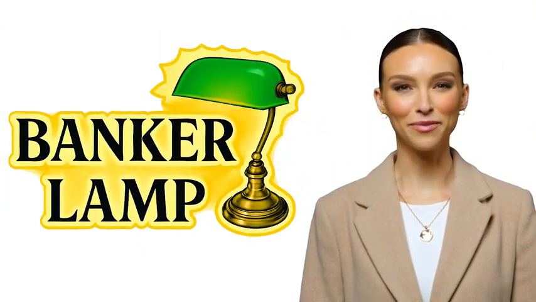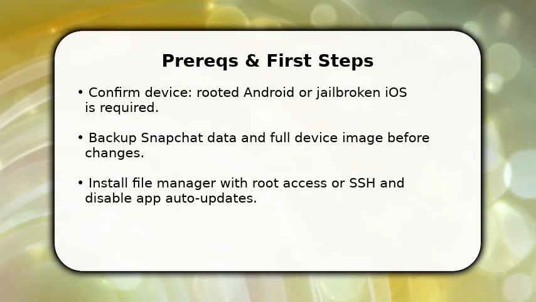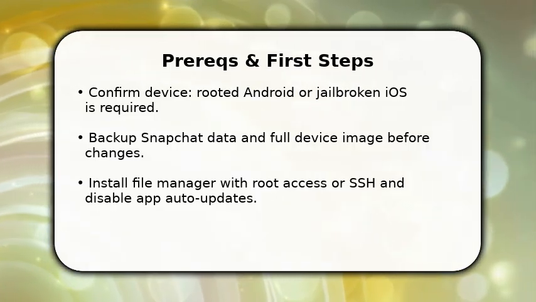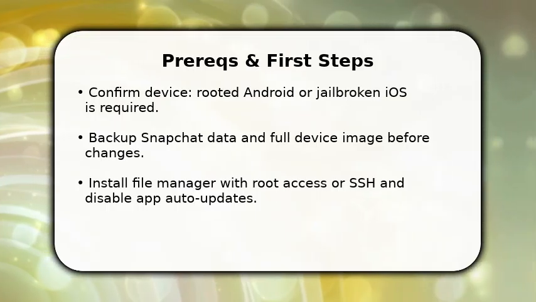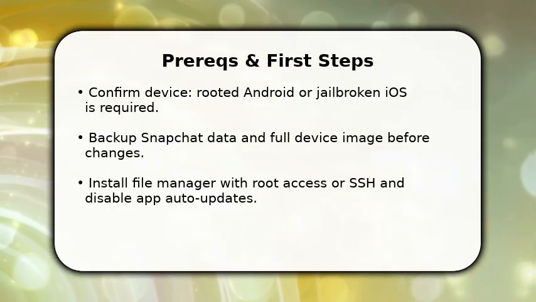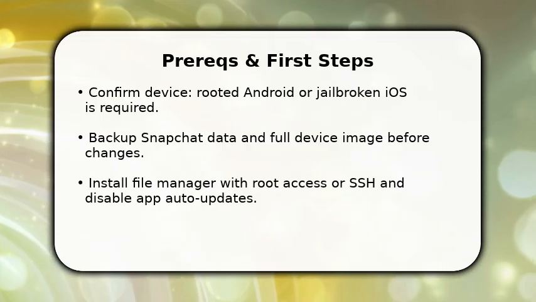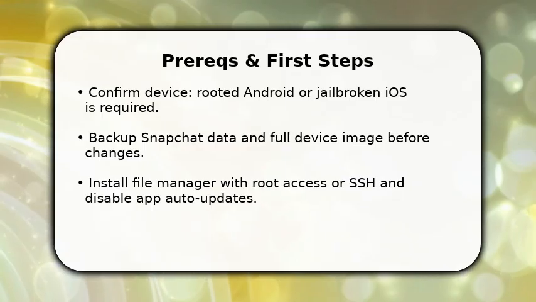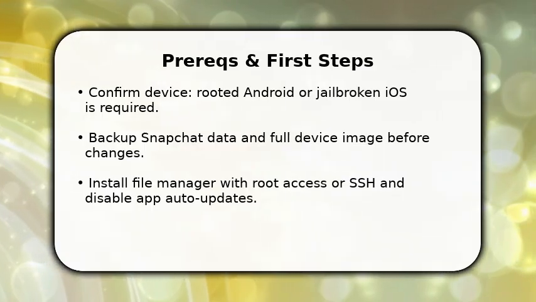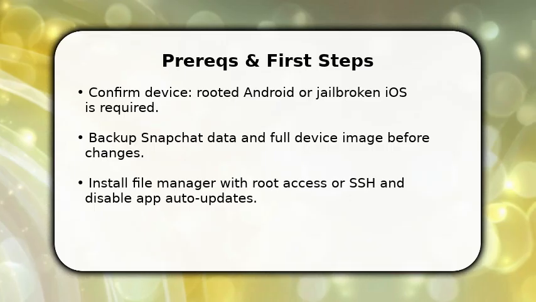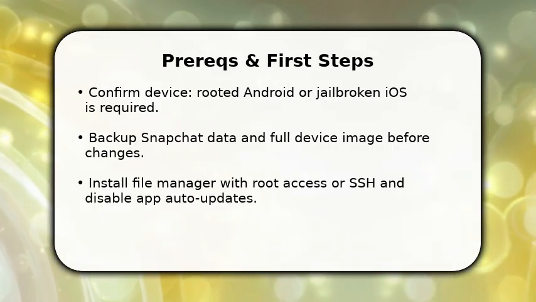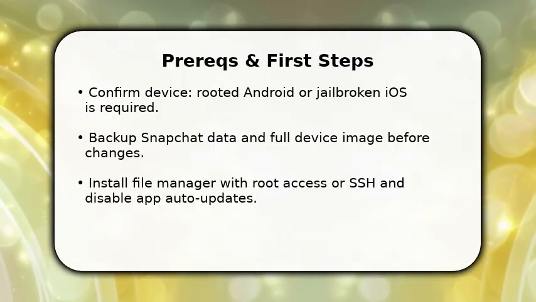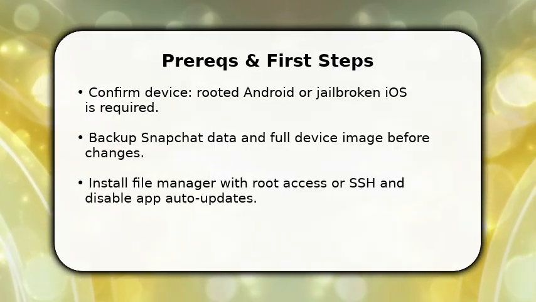Please enjoy the video. You need to prepare your device and act carefully. Ensure your phone is rooted or jailbroken and you have a full backup. Once done, stop Snapchat auto updates and install a root-capable file manager or SSH client so you can access app bundles. Make sure Snapchat is closed and airplane mode is on to avoid background processes. You're starting with direct file access because this is the only practical method to replace app icon assets safely.